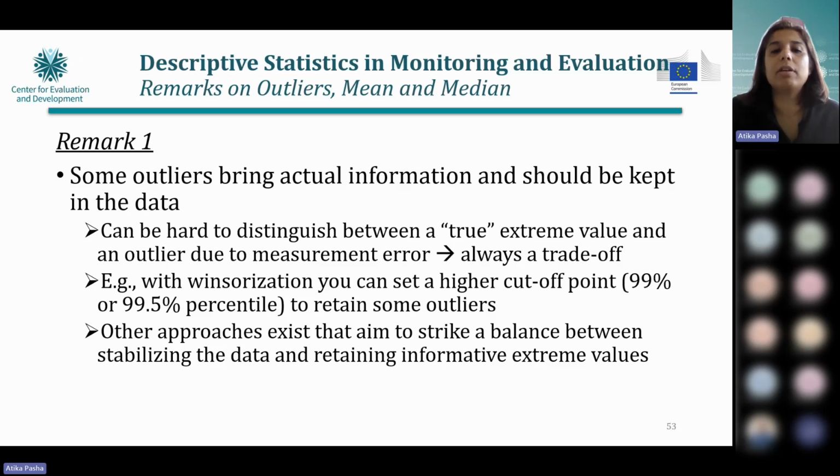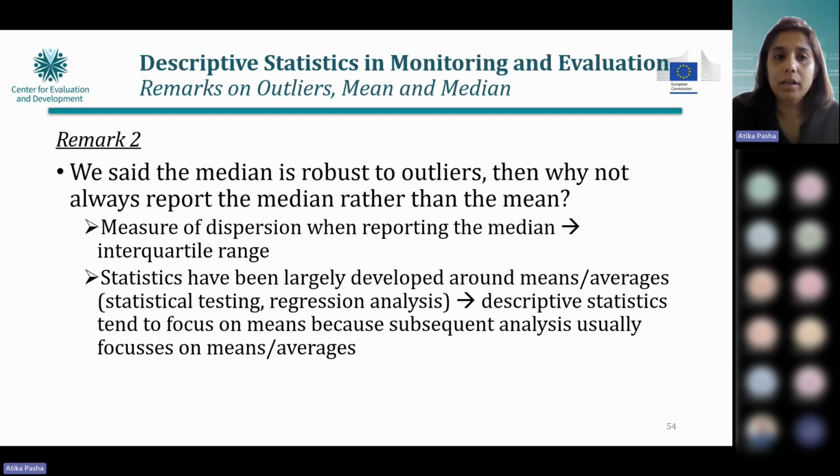Winsorization is a good method, imputation is a good method, or you just remove this observation to try to strike a balance between the very extreme values and an actual outlier. Remember again, the median as a measure of central tendency is much more robust to the outliers. But if you look at most reports, they are generally reporting means.